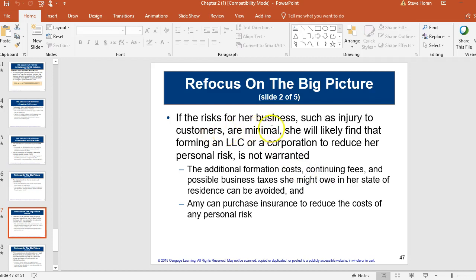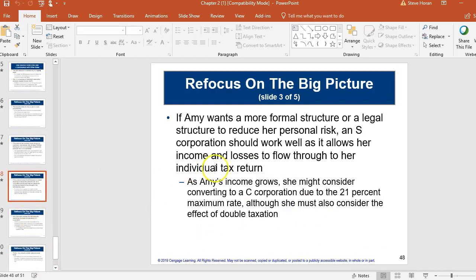If the risks of her business, such as injury to customers, are minimal, she'll likely find that forming an LLC or corporation to reduce her personal risk is not warranted. But at some point, if it's the kind of business where there is the chance that somebody might become injured because of the business or something like that, she obviously should have insurance and some legal protections to make sure that her personal assets are not at risk. Okay, and that's a key thing to keep in mind too, depending on what kind of business it is.